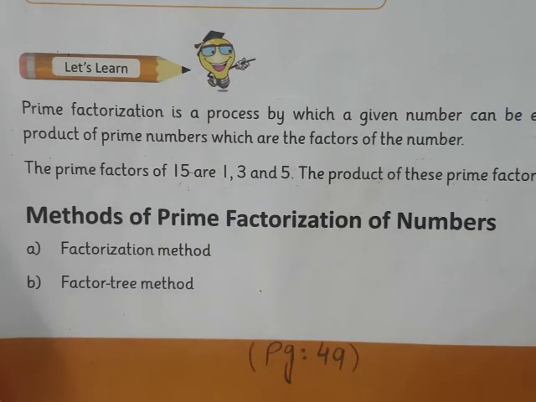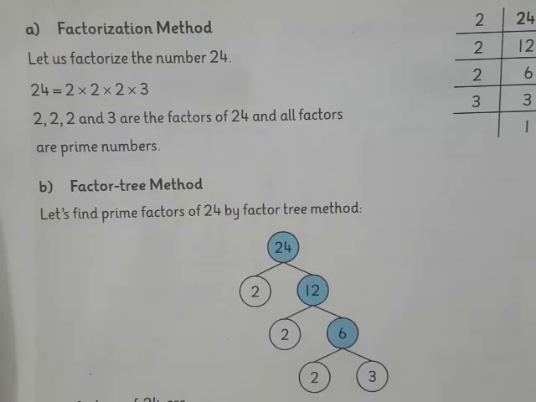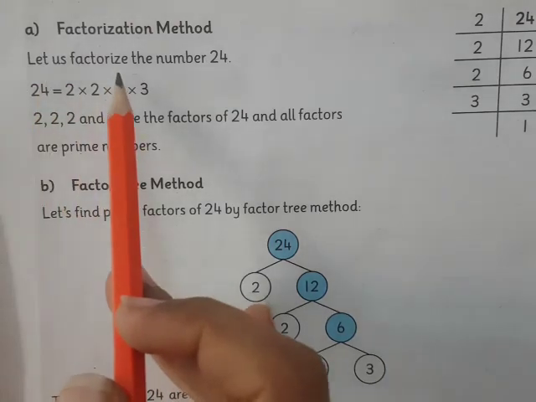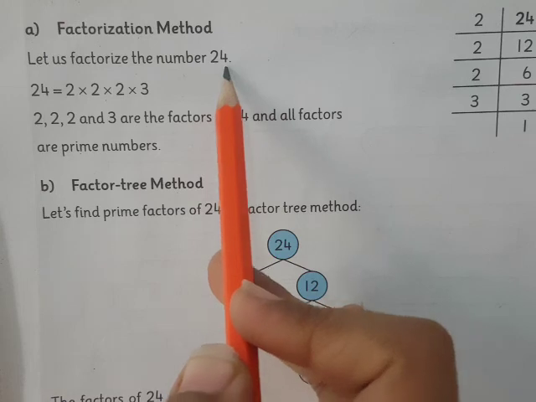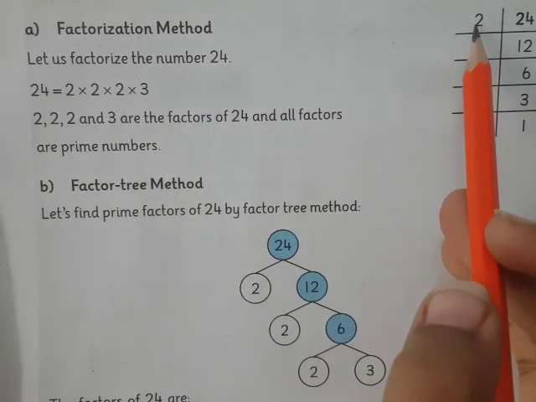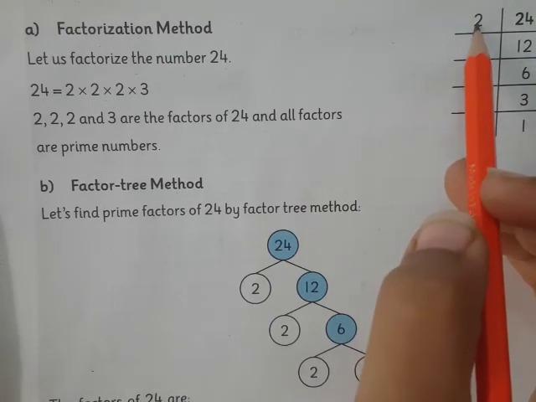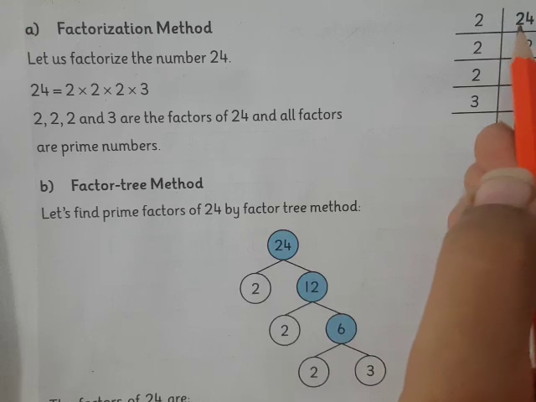I also told you that there are two methods of prime factorization of numbers, factorization method and factor tree method. Okay, let's see how to factorize the number by factorization method. Look at the first example. Let us factorize the number 24. We will start from the smallest prime number, that is 2. We will start from number 2 and see whether the number comes in the table of 2 or not.